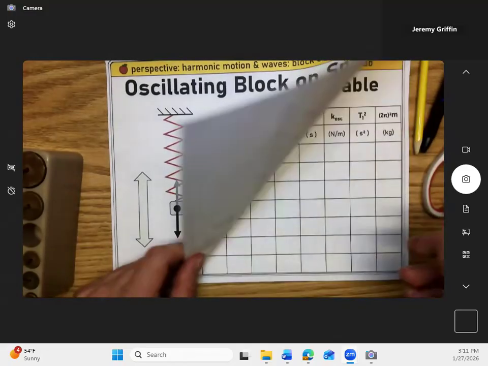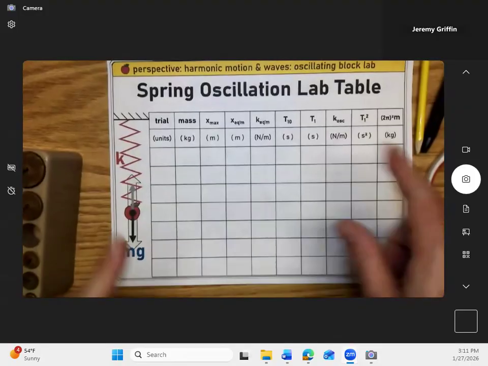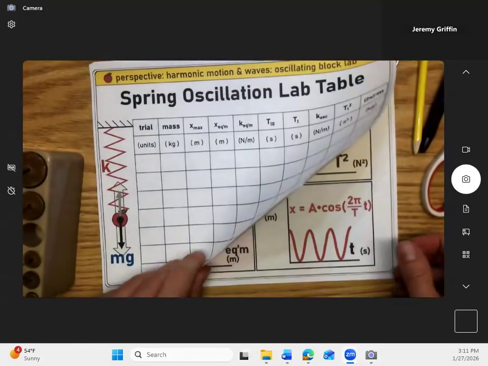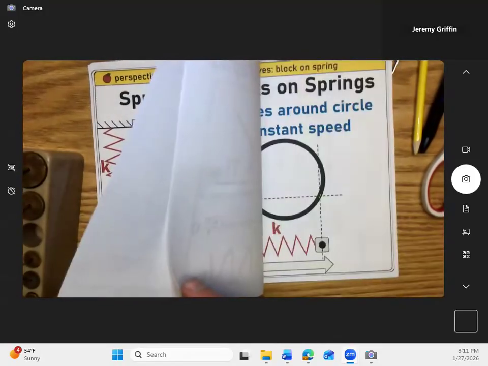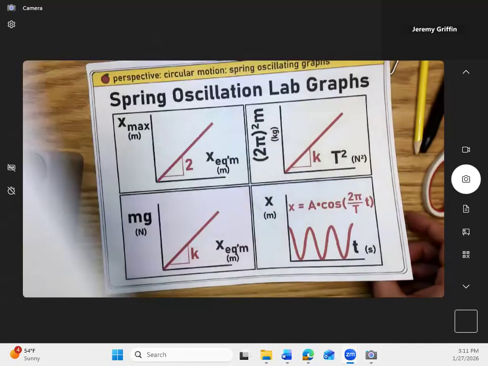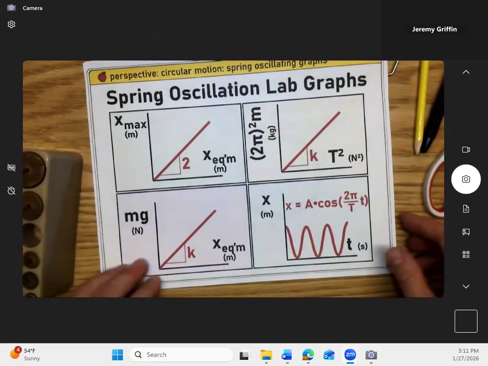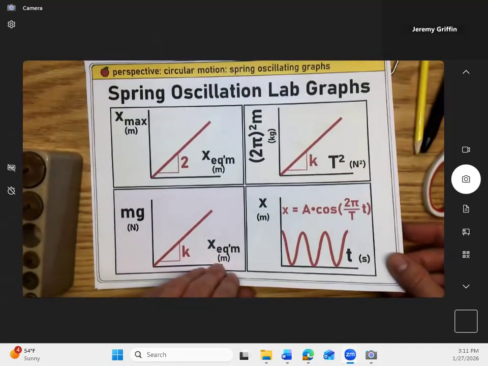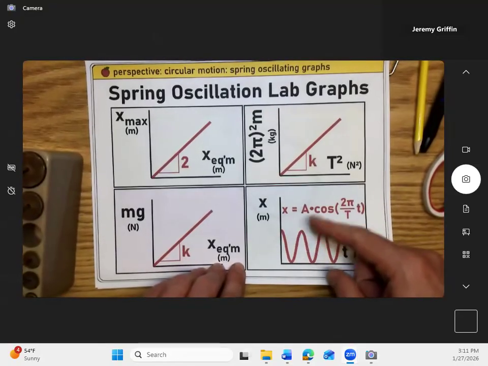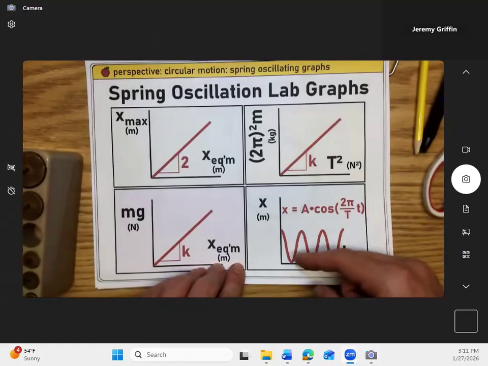Right. So eventually you get a lab table that's fairly similar to that. And eventually you come up with some graphs. These could be some graphs you guys are going to make. Ooh, this is a funny looking graph down here. It's something sinusoidal, like height as a function of time, or position versus time. It's going to oscillate.